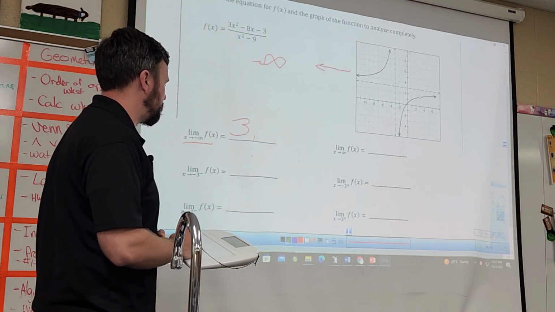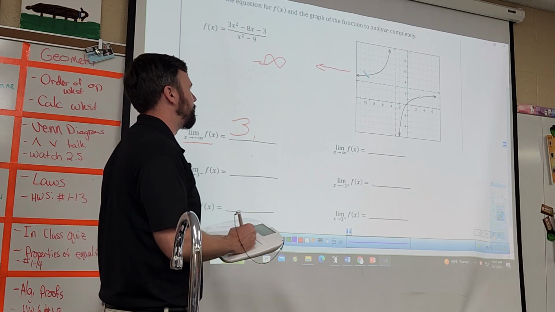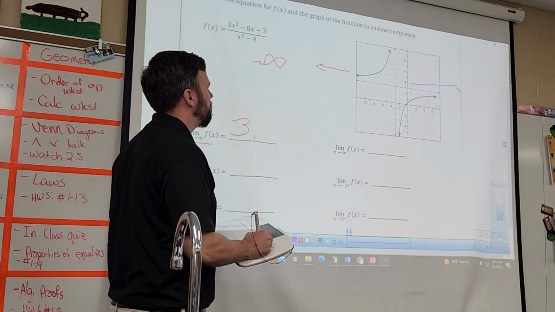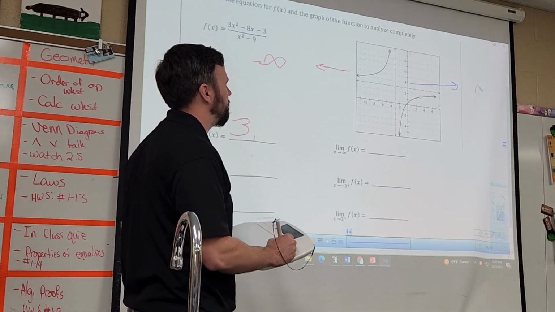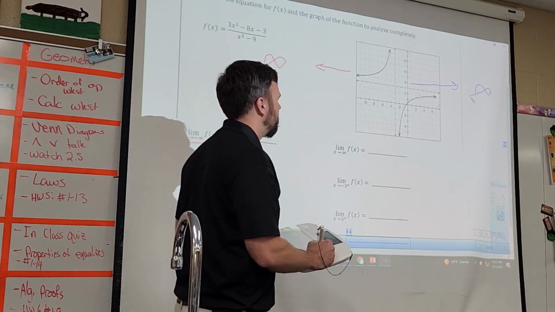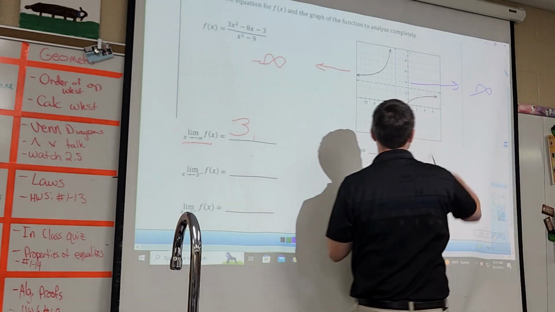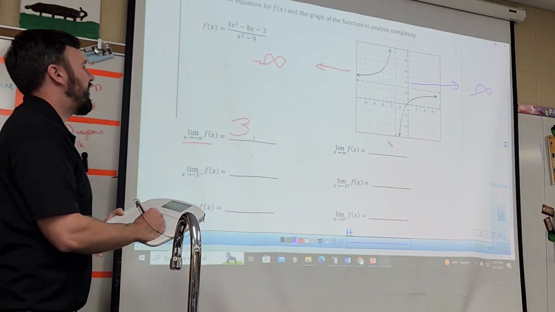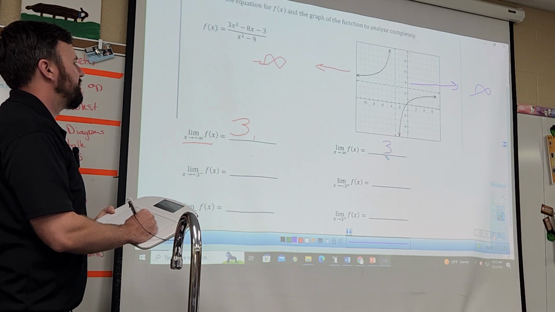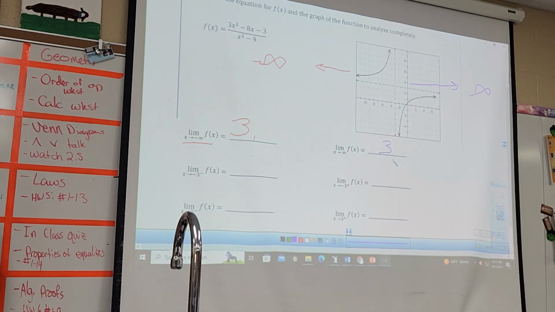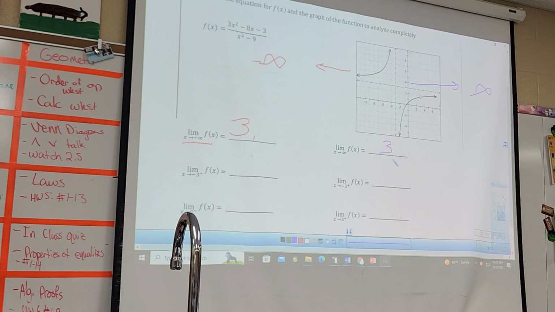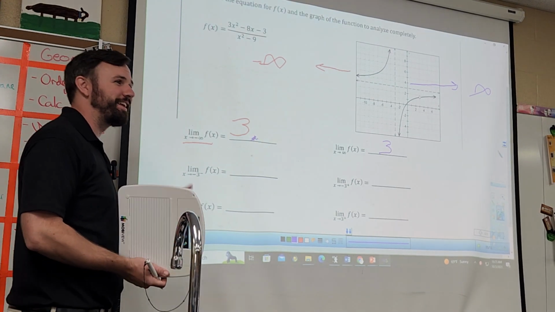So let's change color. Let's use this blue blurple. What happens as I go to positive infinity? I'm still approaching 3, right? Do I ever touch 3? Not in this one. I don't know if it shows up in this class, but you can cross an asymptote and come back to it.